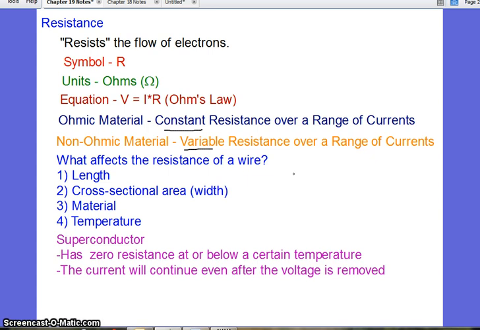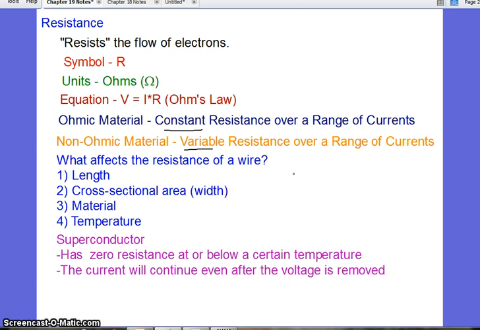Now, not only do light bulbs and fans and speakers have resistance, the wires have resistance as well. But the wires don't do anything. So although they're taking energy from the electron, they're only warming up the wire. It's wasted energy. So we want to look at what affects the resistance of the wire and how to reduce that resistance so we don't waste or lose any energy to the wire.